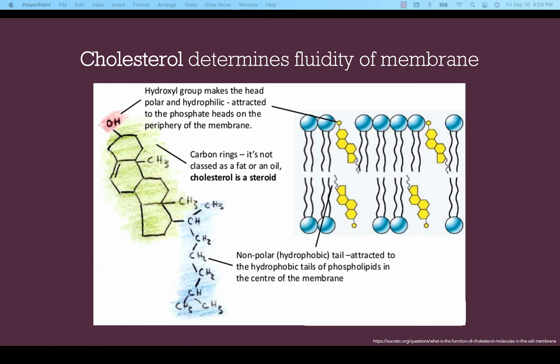So cholesterol determines fluidity of the membrane, like I was kind of chatting about before. There's a hydroxyl group, the OH here, that makes the head of the molecule polar and hydrophilic, meaning water-loving. So it's attracted to the phosphate heads of the periphery of the membrane on those phospholipids. The carbon rings are not classified as a fat or oil, so cholesterol is a steroid. And then the non-polar hydrophobic tail is going to be attracted to the hydrophobic tails of the phospholipids in the center of the membrane. So these embed perfectly with those phospholipids so that they can help provide rigidity and stability to the cell membrane. Without it, the membrane would collapse on itself.